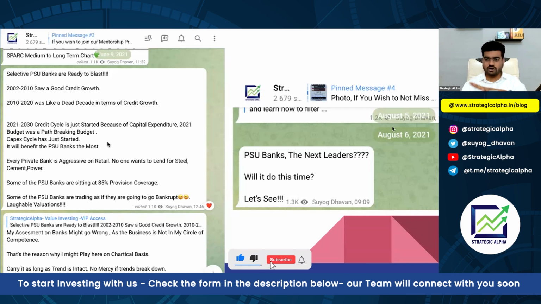So once again, in August 2021, this was my thesis, but I was waiting for the right moment, and the right moment was spotted by ratio charts. So once again, I said in 2021, PSU Banks, the next leader, will it do it this time? Even during this period, the PSU Banks were not performing well, but I was waiting for the right moment to spot on the ratio chart.